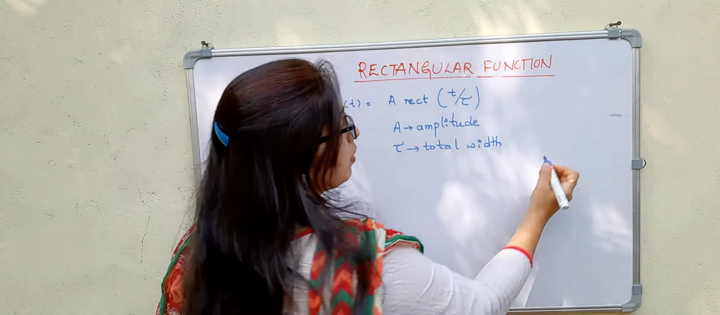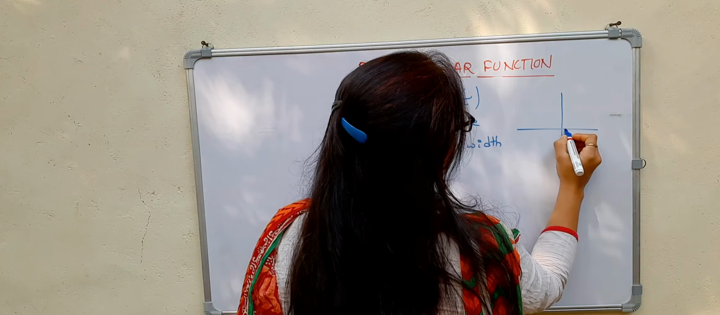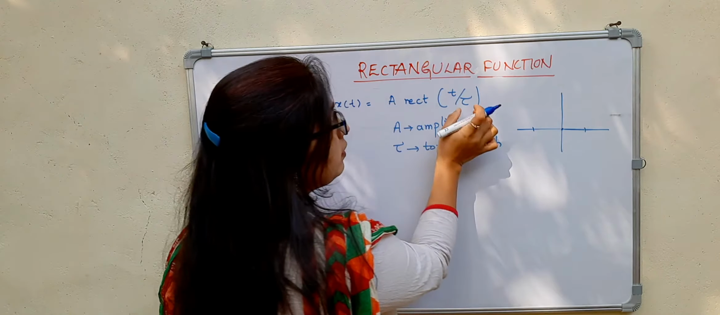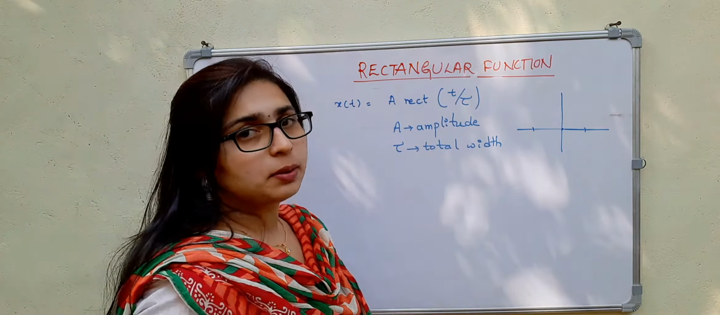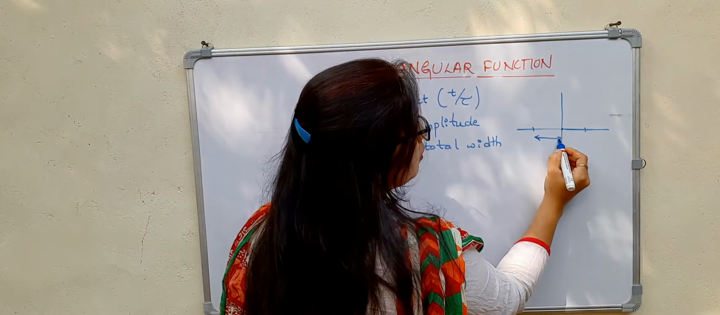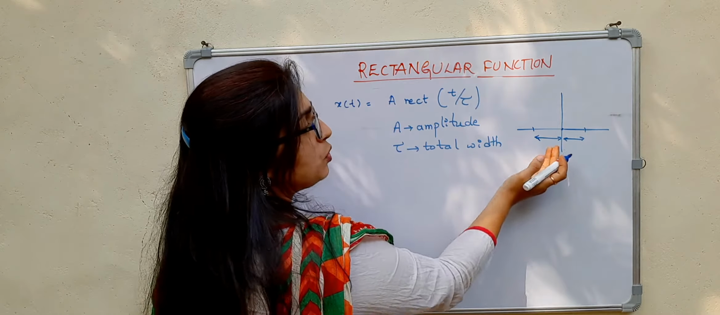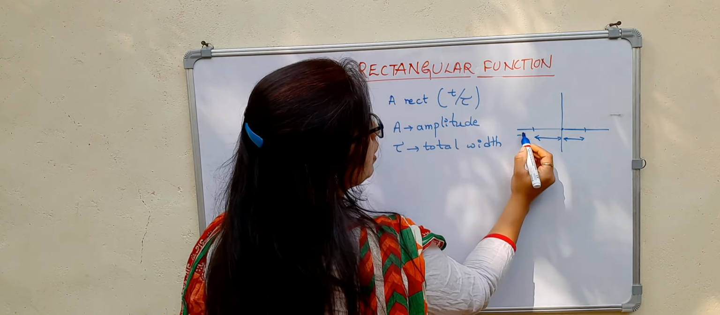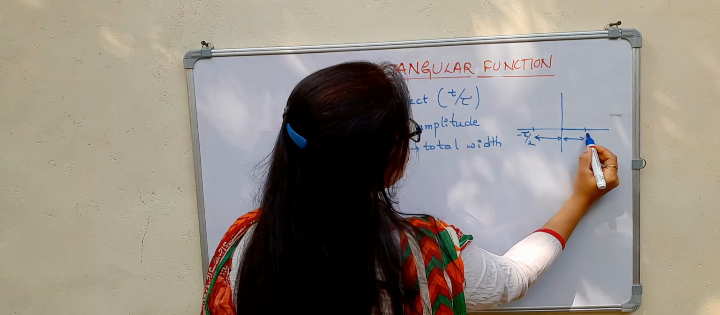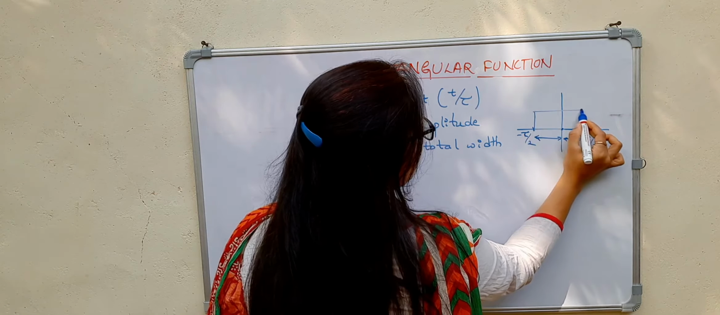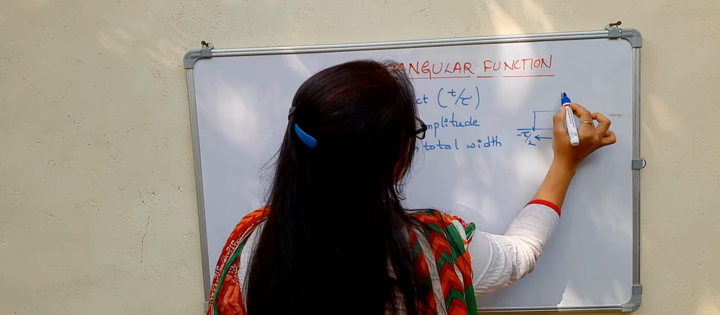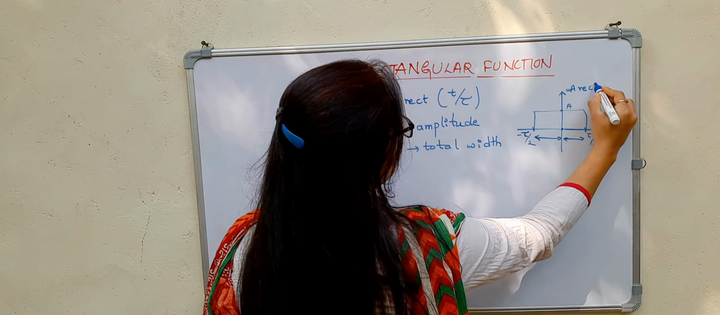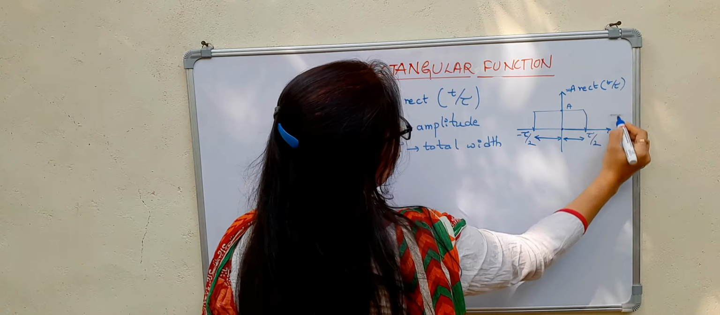Now here I will consider that this function is centered at origin. To have the total width tau in a rectangular pulse, I should have equal widths left of 0 and right of 0. So here I will consider it as tau divided by 2: minus tau by 2, and tau by 2. It will have a height of A. So this is our rectangular function, A rect(t by tau).